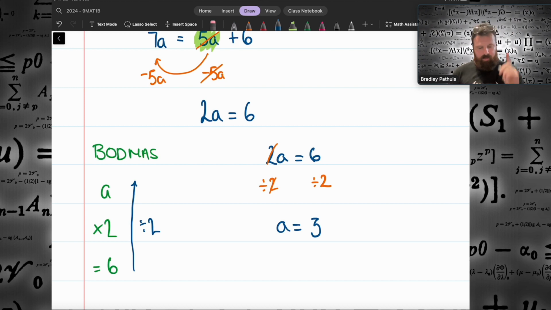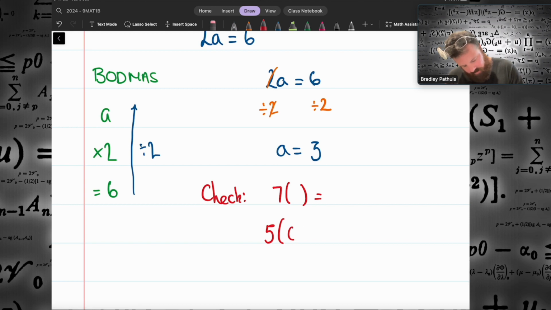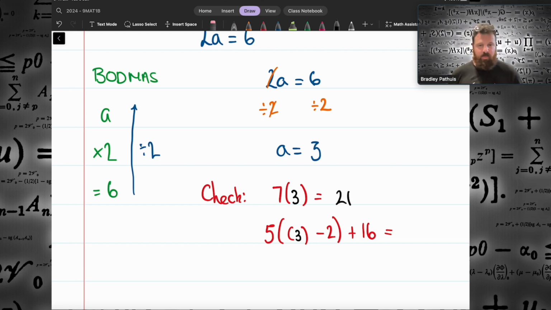Final thing, like always, let's check this. On one side we had 7A. On the other side we had 5 outside of A minus 2, plus 16. And we said A is 3. 7 threes, 7 times 3 is 21. In the bottom one, punching it into my calculator, 3 take away 2 is 1. 5 times 1 is 5. 5 plus 16 is 21. Those two match. Therefore, my result is 3.